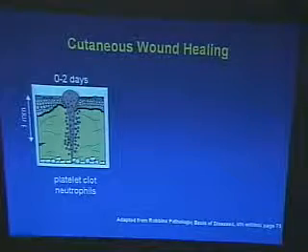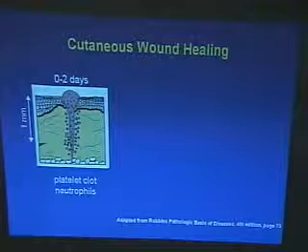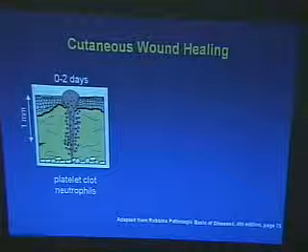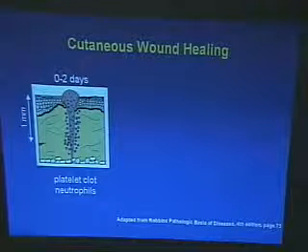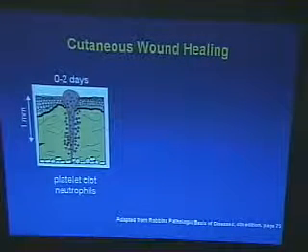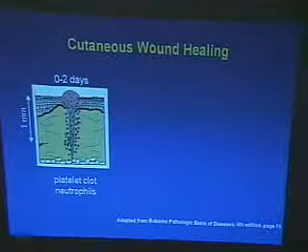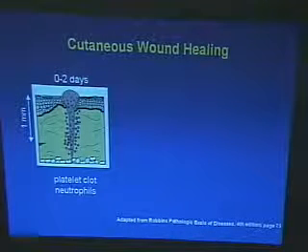So, in order to say how we can use this, one parameter we want to know is what kind of process we can really detect using this high-resolution imaging technology. To know that, first let's go through briefly what kind of process it is for wound healing.